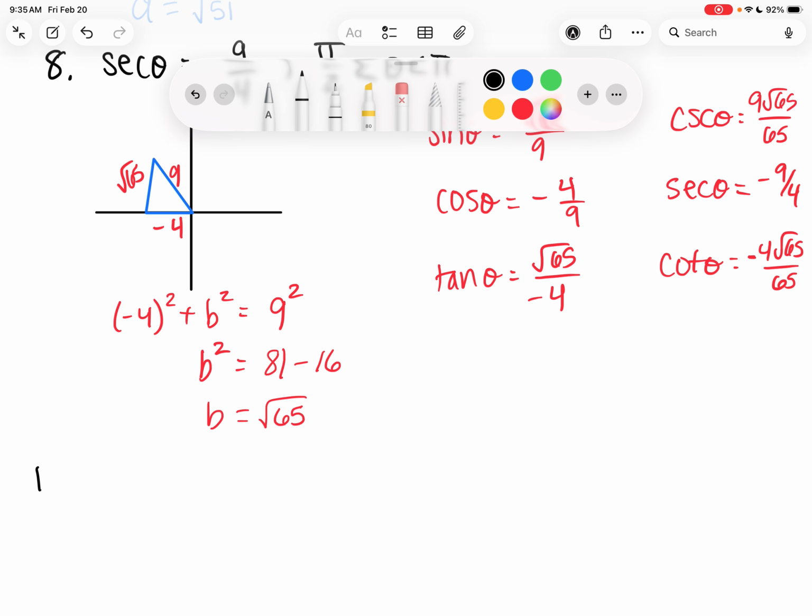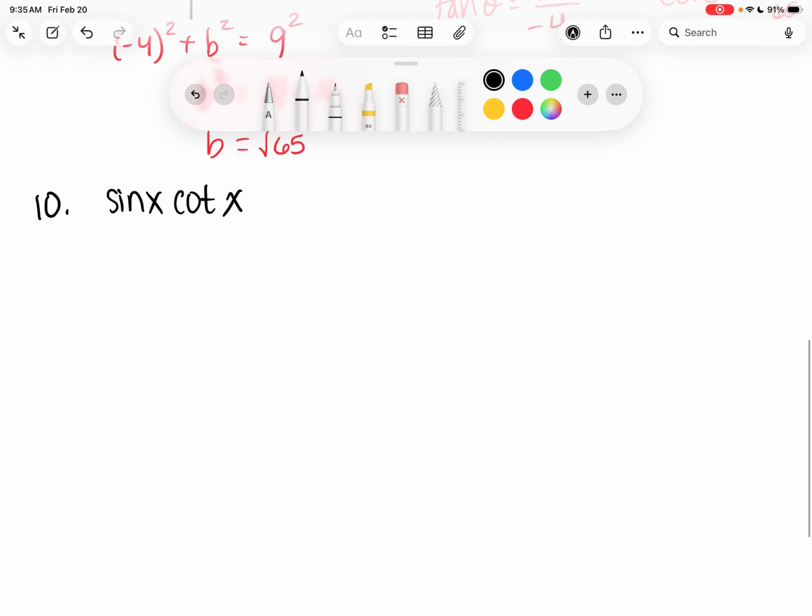So number 10, they say to simplify the expression. I have sine of x times cotangent of x. That might look pretty simple, but I want to get this down if possible to one individual trig function. Now, it doesn't always work out that way. Some of them are not as pretty, but we're going to go with this one.